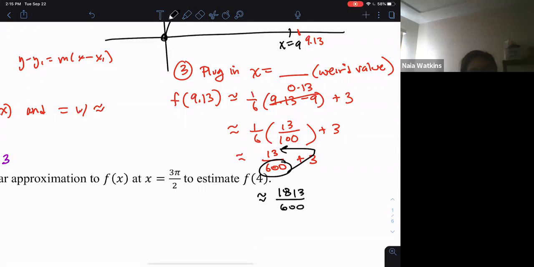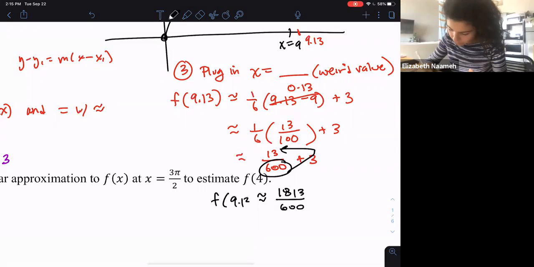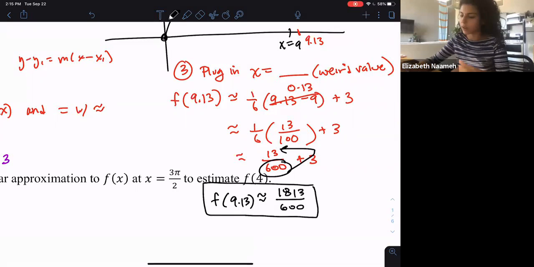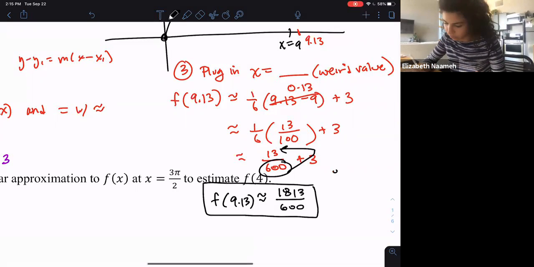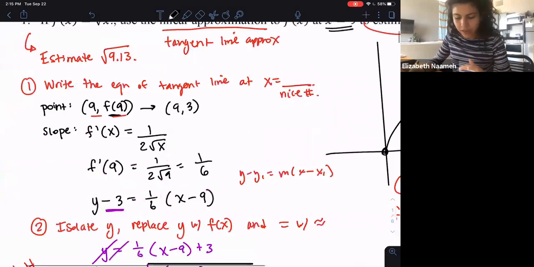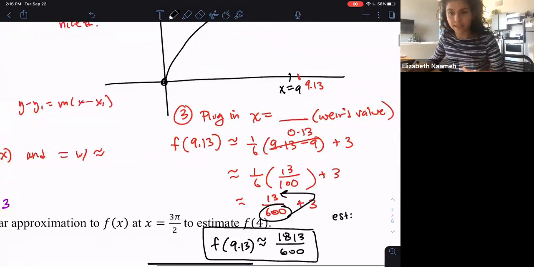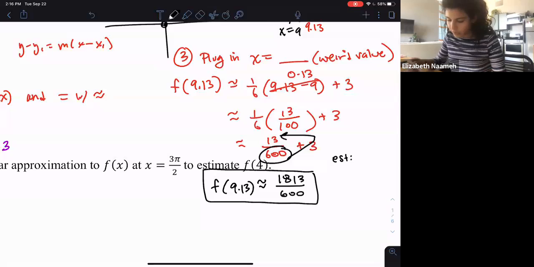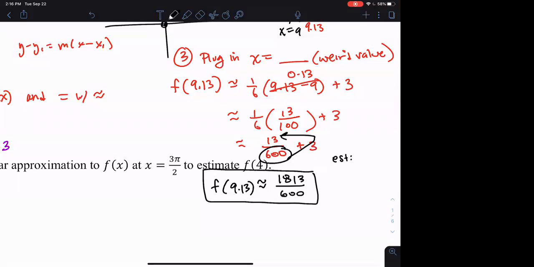Somebody plug that into a calculator. Guys, this is our final answer. F of 9.13 is approximately that. Tell me what our approximation was. Let's just see how close we are. And then somebody else plug in square root of 9.13 to see what the actual answer is. Let's see how close we are. So what's 1813 over 600?